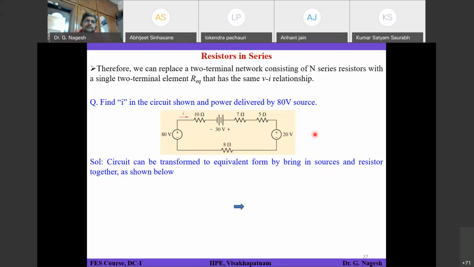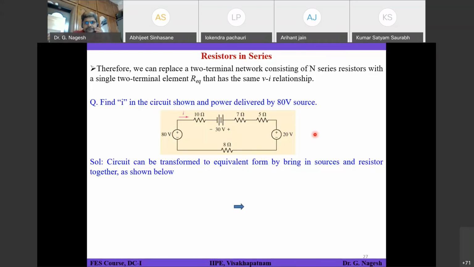Simple current direction. So you try to reduce your complexity: if the resistors are connected in series, try to find out the R equivalent. If the voltages are in series, try to find the equivalent voltage and then try to solve. Okay, so please try to do that.